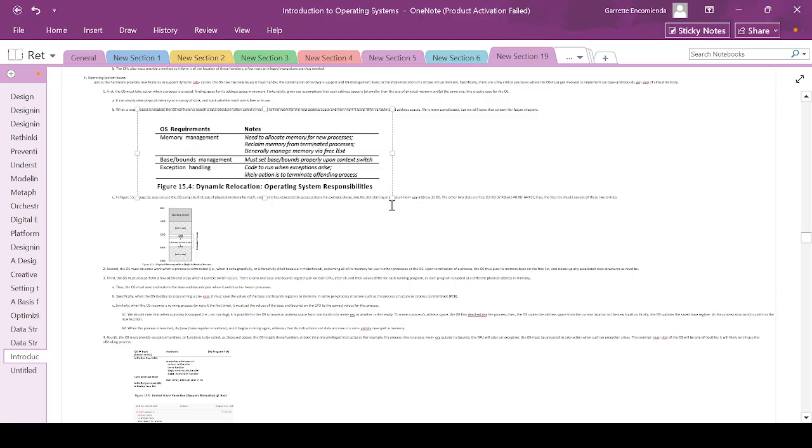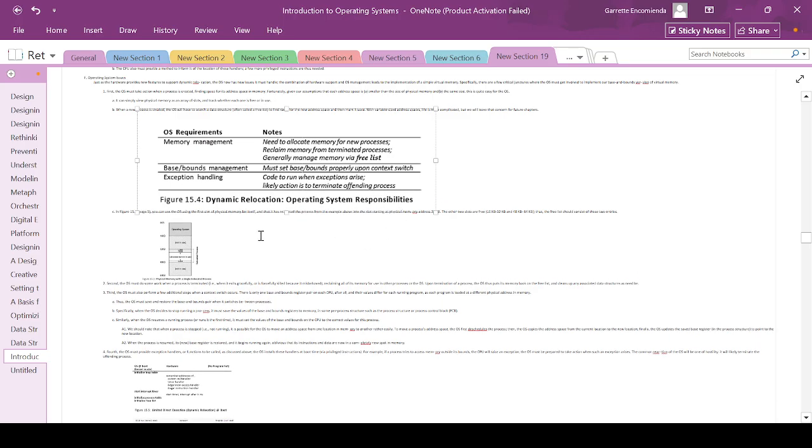So here is the representation, kind of like the same as with the hardware we covered before. OS requirements for memory management: it is needed to allocate memory for new processes. Memory management, you can think of that like the malloc library. It can also reclaim memory from terminated processes.